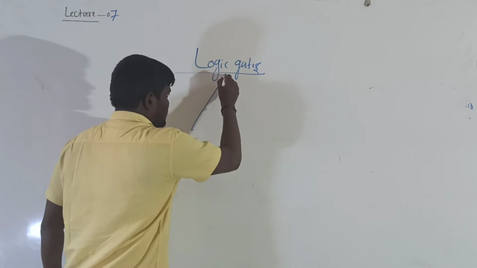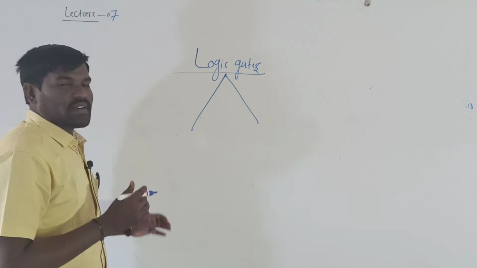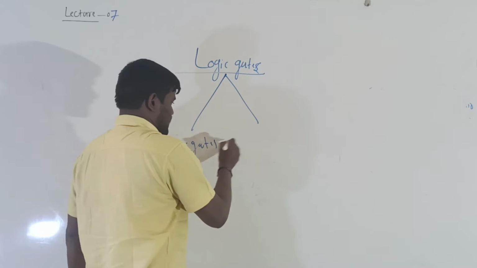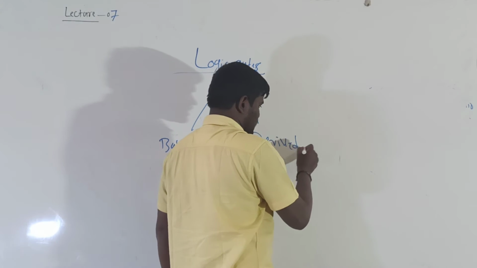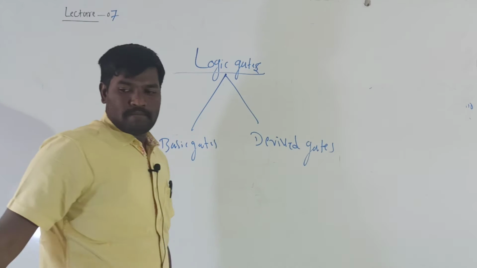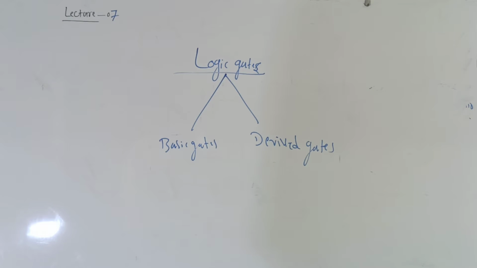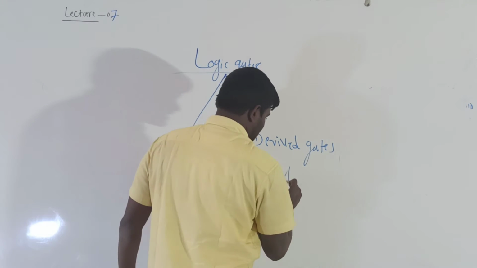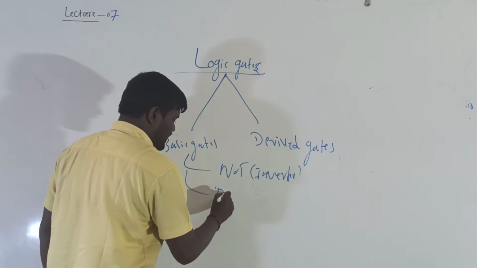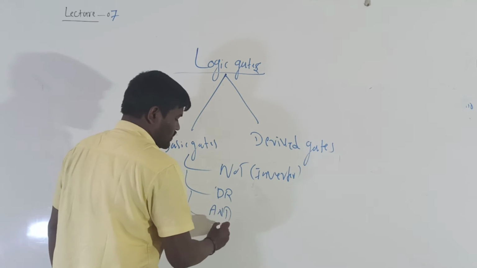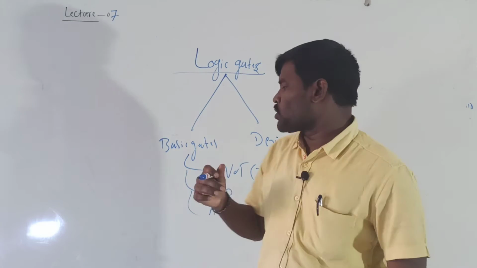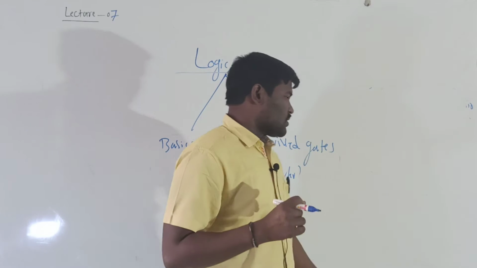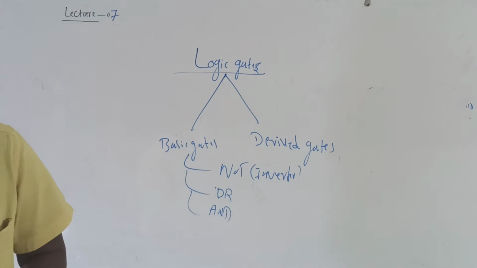In general, logic gates are classified into two types. First one is basic gates, second one is derived gates. We already discussed the basic gates, that is the NOT gate, also called an inverter, the OR gate, and the AND gate. We already know how to use the NOT gate, the OR gate, and the AND gate. Now we have to discuss the derived gates.